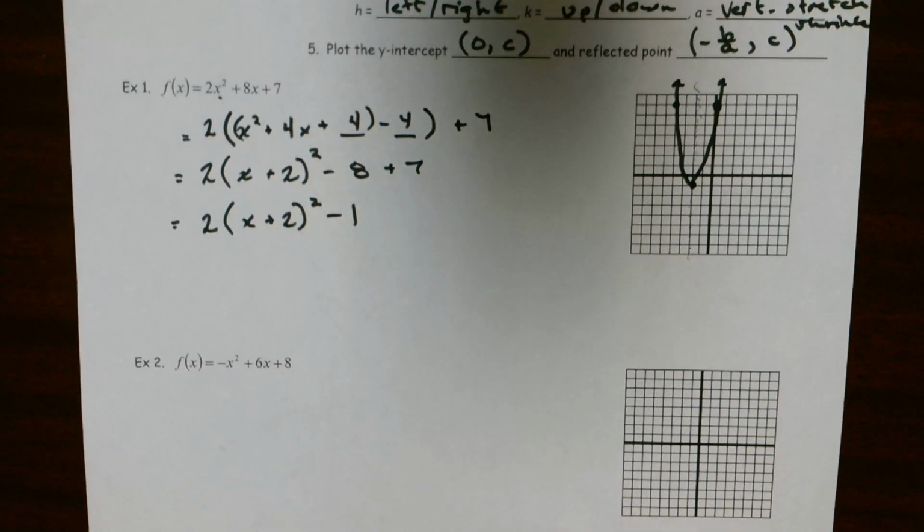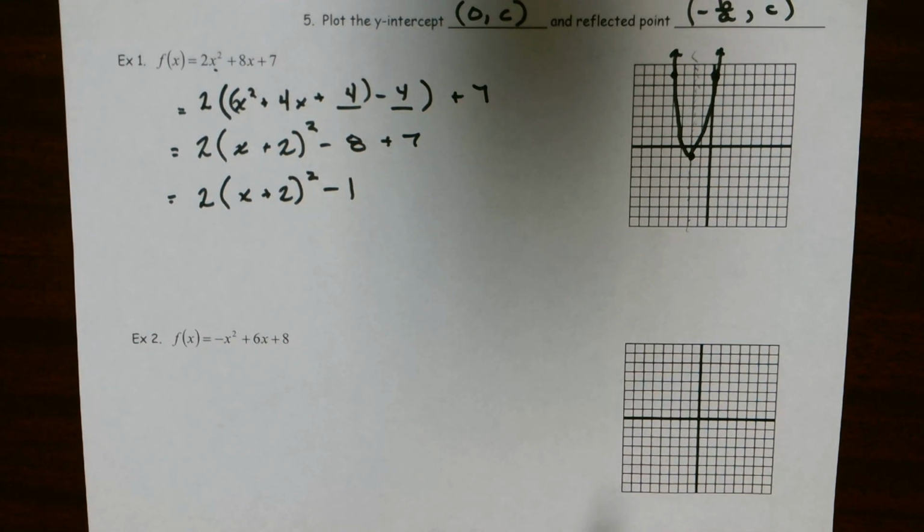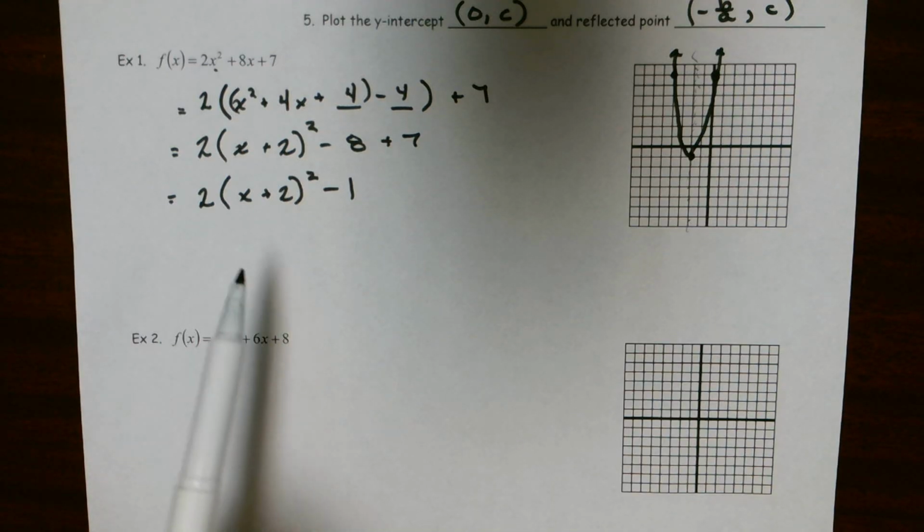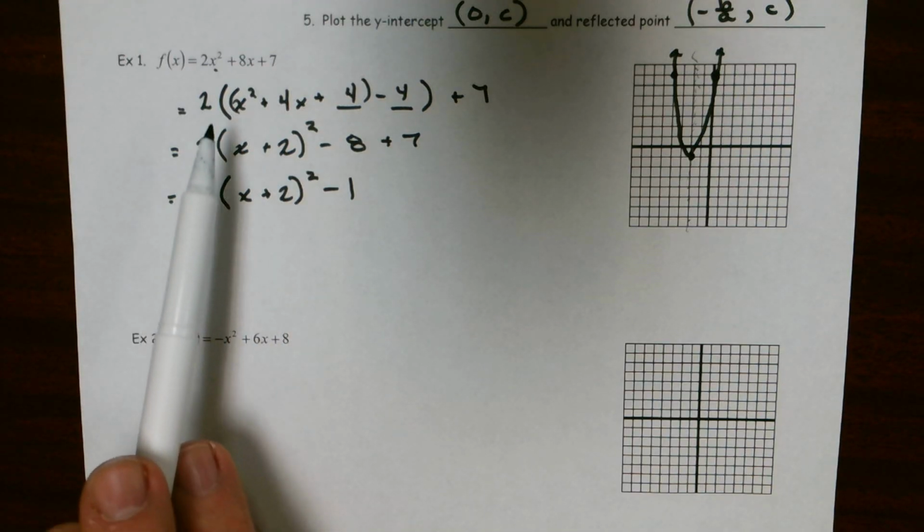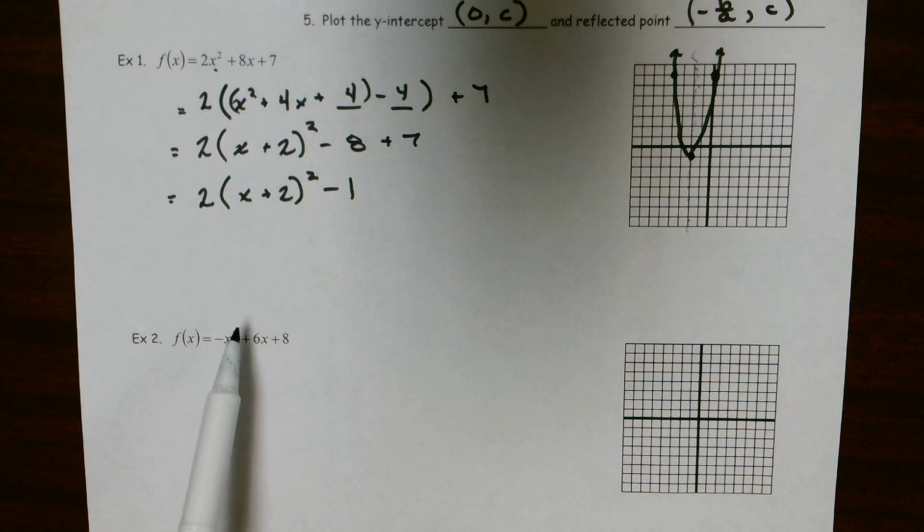Okay, now the next one, very similar. I want you guys to pause your video and do the next one. Just making a quick note that there is a negative here. You're going to have to factor a negative sign off of the first 2 terms, just like we factored a 2 off up here. So pause your video and see if you can get this one graphed.